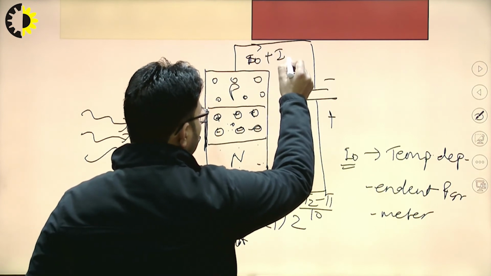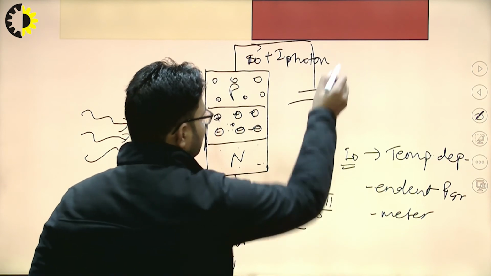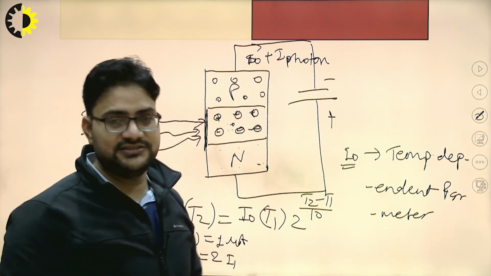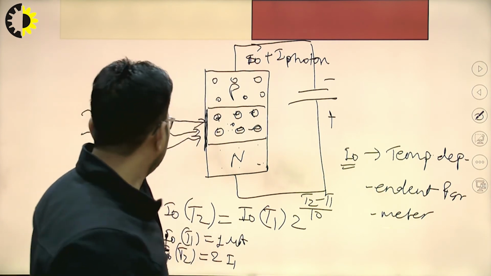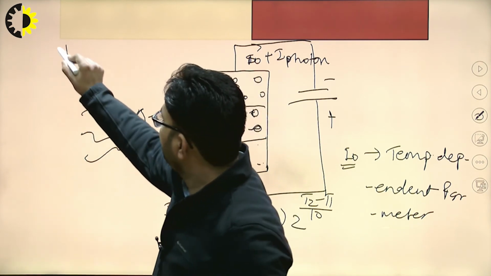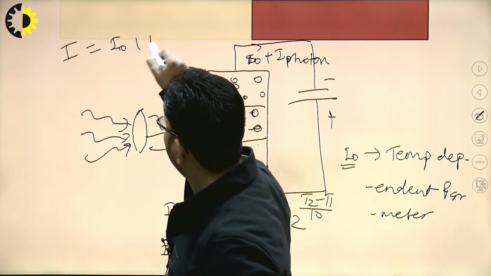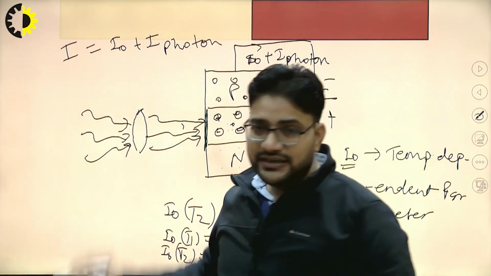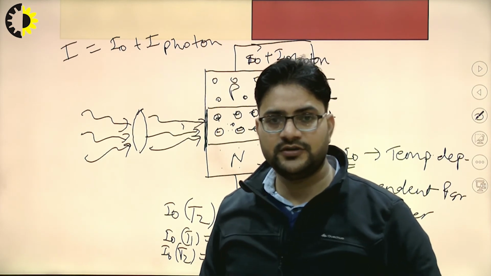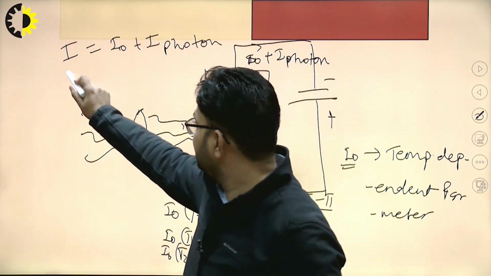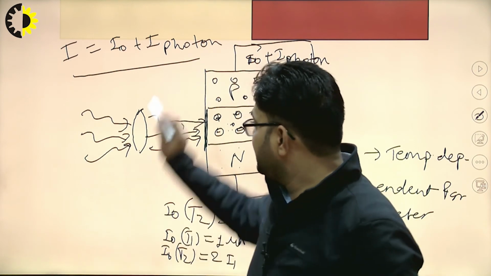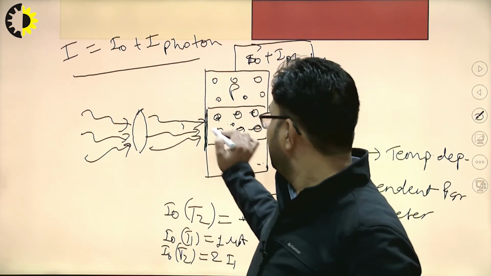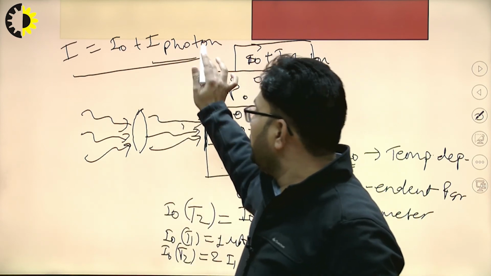It will be represented as I photon. This current is due to the photon energy, so I am just giving this name as I photon. So I photon is dependent on the light energy that we are giving. Now the total current will be equal to I naught plus I photon. Through this way we can increase the speed of the switch. If we see carefully, this I photon is dependent on the light. The more light energy is introduced, the more covalent bonds will break, and the more will be the value of this I photon current.